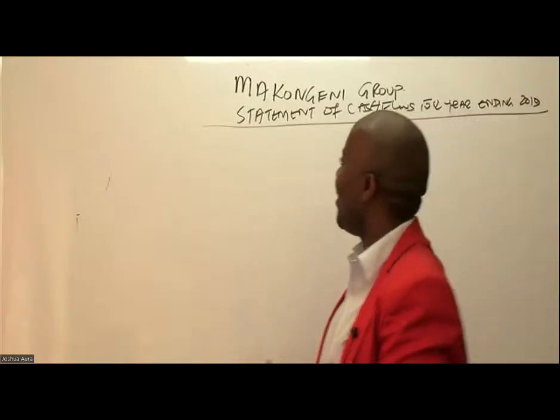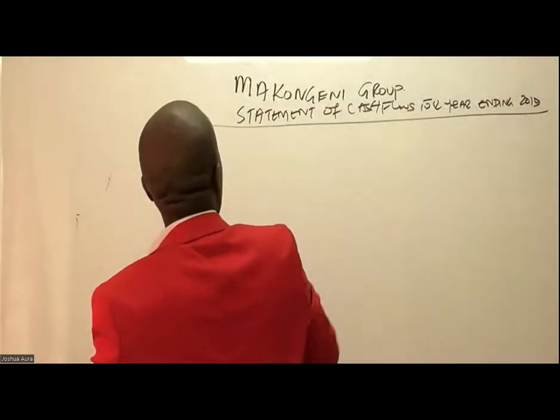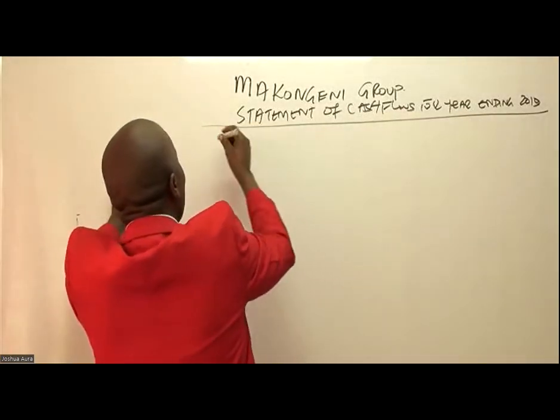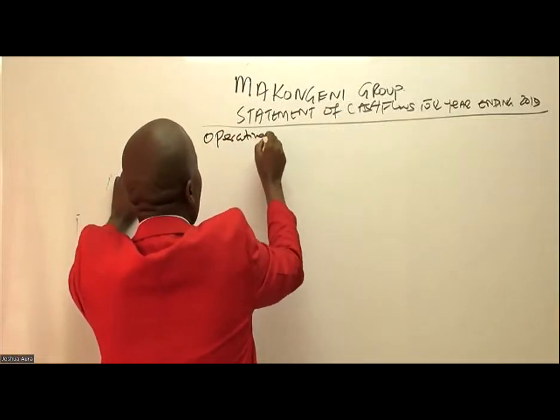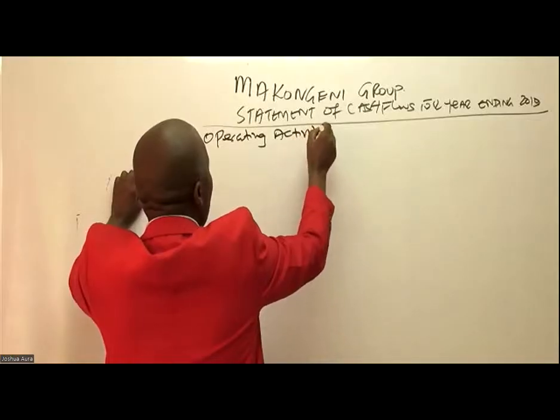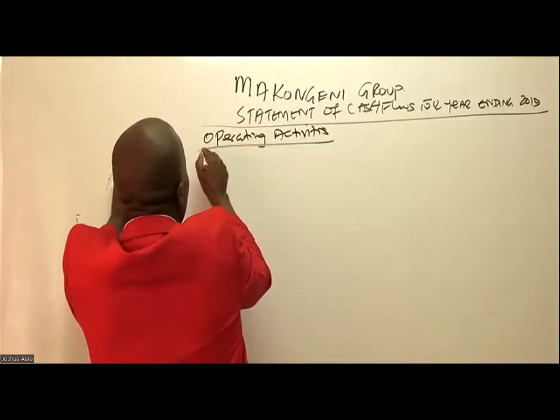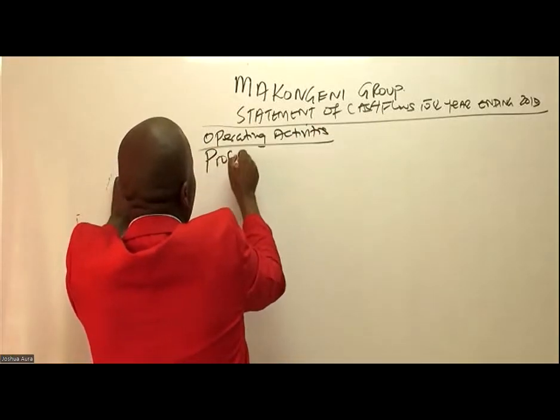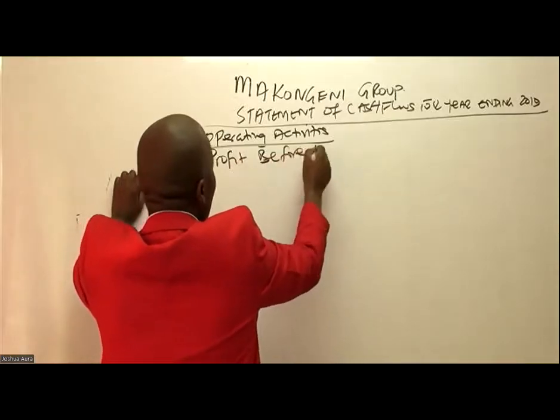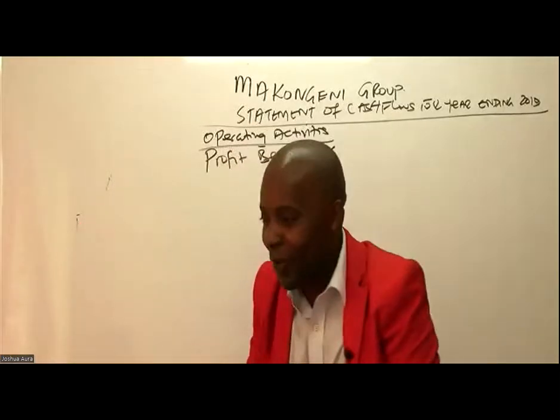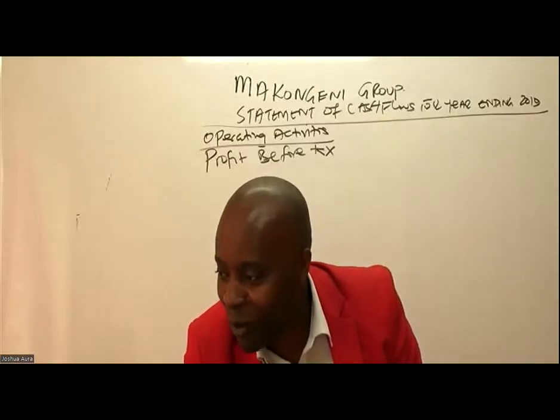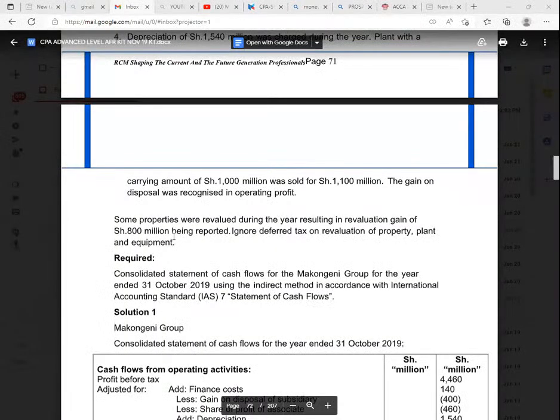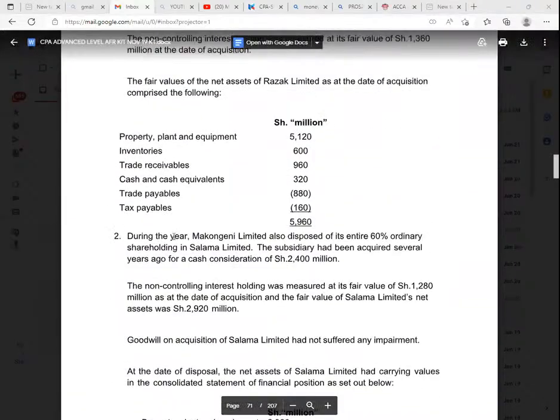But for us, ladies and gentlemen, we are bright students. It's in direct method. When it's in direct method, we know how to get started. So we have here the operating activities. Operating activities, what do we have, my friends? We start with the profit before tax. Are you able to see the profit before tax?